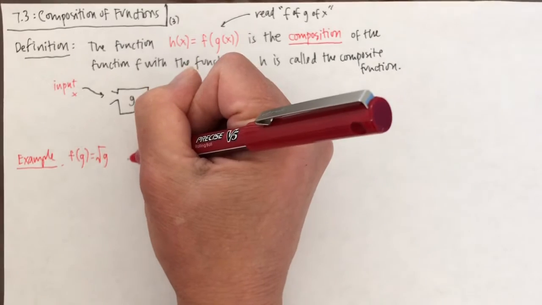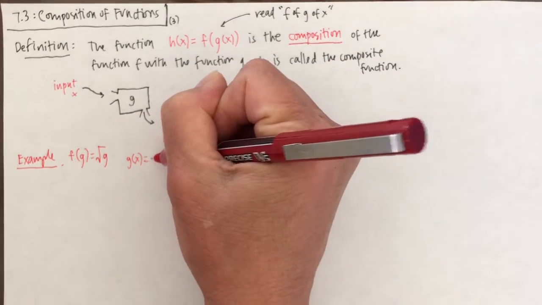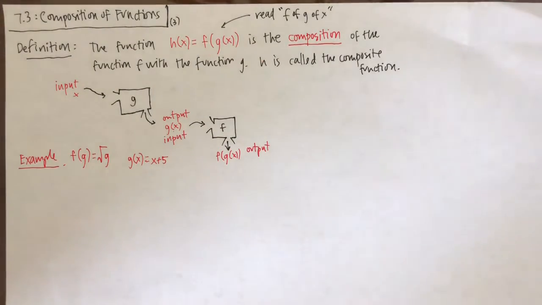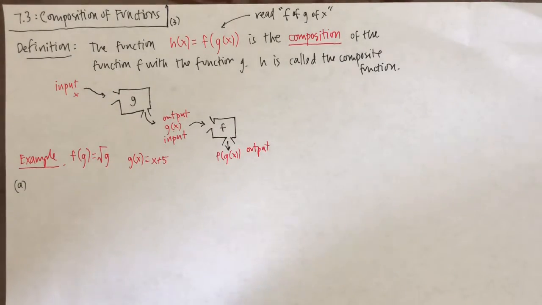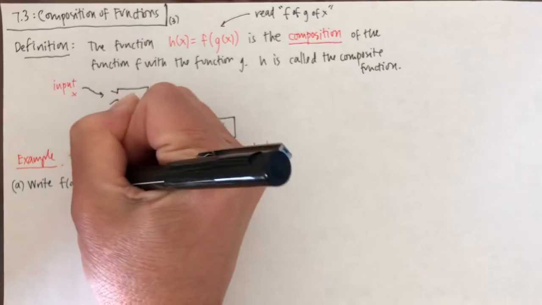We have another function we'll call g of x. And this function, this is the rule for this function. Okay, now we're going to find a bunch of things out. Our first job is we're going to write f of g of x.